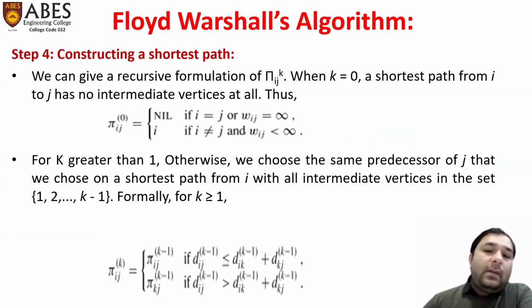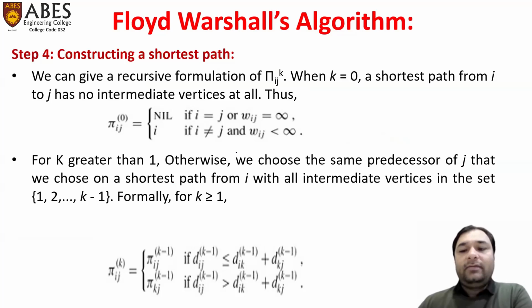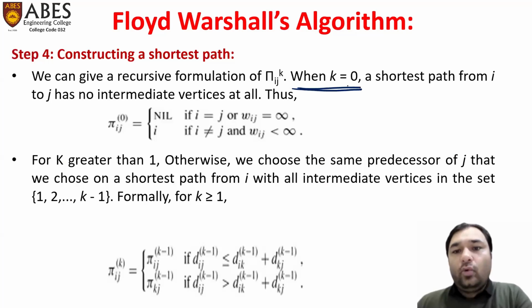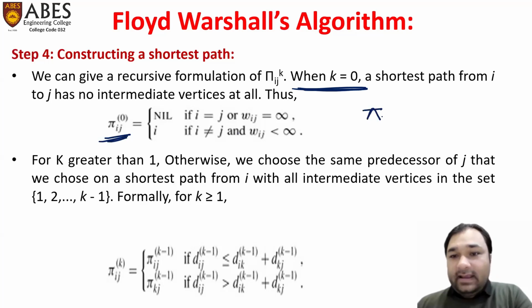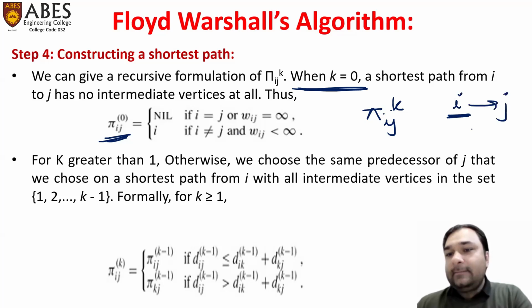And now step number 4. We have seen the first step, characterizing the structure, then we have seen the recursive solution, then we have computed an optimal path. Now we are seeing constructing a shortest path. While constructing a shortest path, two things must be kept in mind when k equals 0. So what we are doing is, if pi ij, then what is pi ijk? Now pi ijk is the immediate successor node of this. If we are going via k, then it will be k.